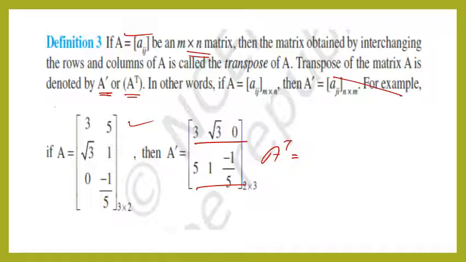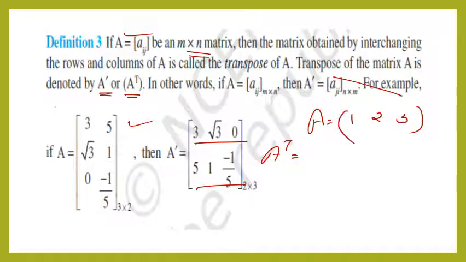Basically, A = [a_ij] is an m by n matrix, and the matrix obtained by interchanging the rows and columns of A is called a transpose of A. So, if A is a matrix, then its transpose is denoted by A transpose. Suppose you see A is equal to the column 1, 2, 3.